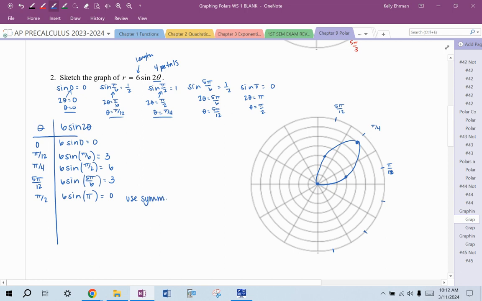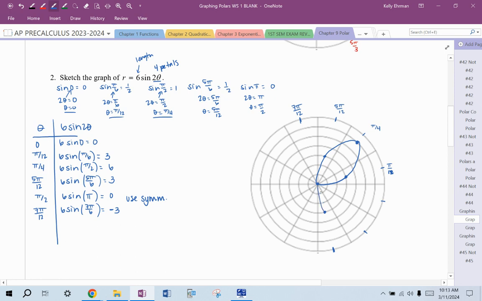Or if you're not sure about that, because sometimes this is hard for people to visualize, like where it's going to go next, just plug in the next angle. Remember, the next one would be 7 pi over 12. That's going to give you 6 times the sine of 7 pi over 6, because you're multiplying by 2. That's 6 times negative 1/2. So that's negative 3. So face 7 pi over 12, but go backward 3. So you're really on this pi over 12 line. I don't really care what it is. And then I'm going 1, 2, 3, back this way.